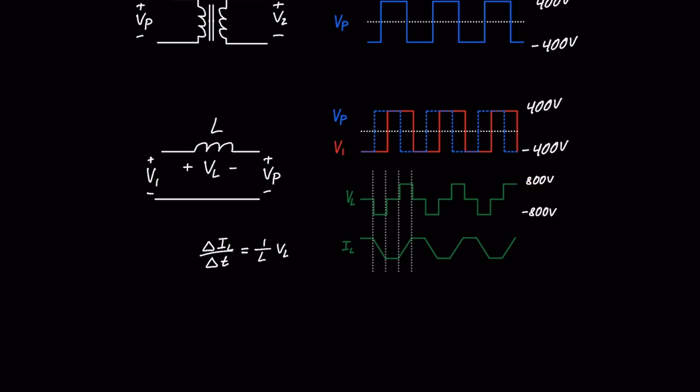And in order to find the current going through the inductor, we use this equation, which says that the change of current is proportional to the voltage over the inductor. So when the inductor voltage is equal to 0, the inductor current stays flat. But when it's negative, it decreases, and when it's flat again, it stays flat. And when it's positive, it increases. And this is only the first cycle, so it just continues like this.